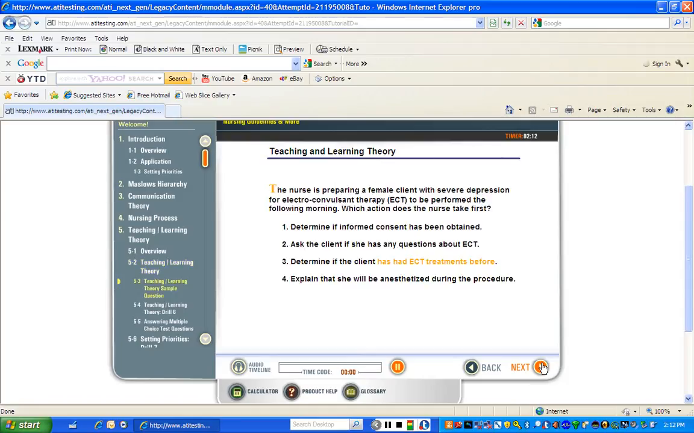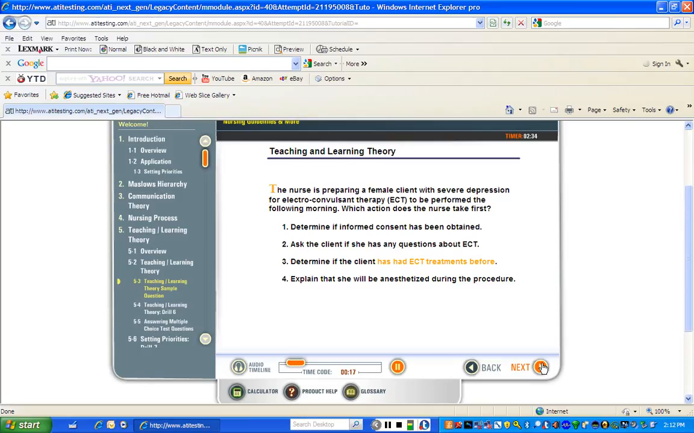First, let's separate the case scenario from the stem of the question. The case scenario tells us that the nurse is preparing a female client with severe depression for electroconvulsive therapy, known as ECT, to be performed the following morning. The stem of the question asks, which action does the nurse take first?